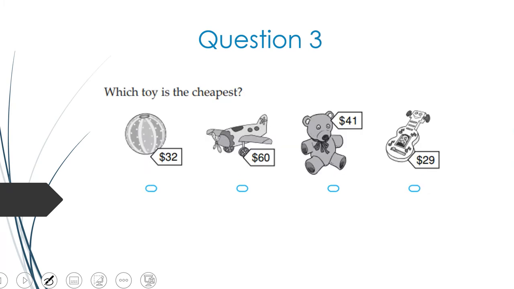Which toy is the cheapest? This is as simple as just picking the smallest number. 32, 60, 41. You can start off in the tens, and the smallest number in the tens is a 2, which is smaller than the 4, the 6, or the 3. So 29 is the smallest.